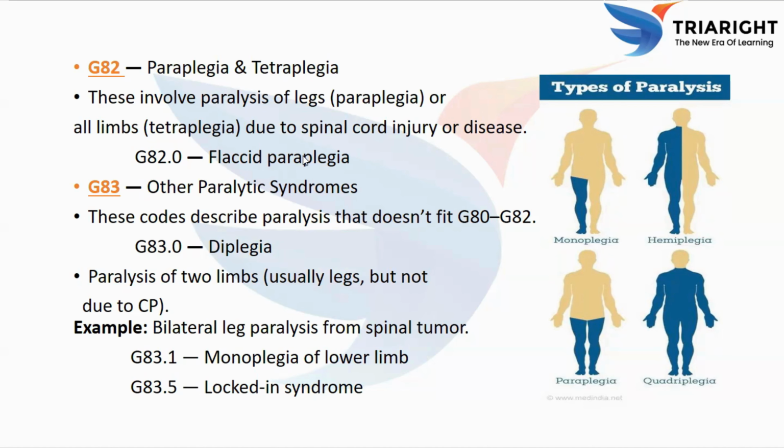So on the right side, you can see the types of paralysis: monoplegia, hemiplegia, paraplegia, quadriplegia. You can see the differences in how parts are paralyzed in the different types. The blue indicates the paralysis. In monoplegia, only one limb is paralyzed. In hemiplegia, one side of the body. In paraplegia, both legs. And in quadriplegia or tetraplegia, all four limbs are paralyzed. So these are the examples and types of paralysis.